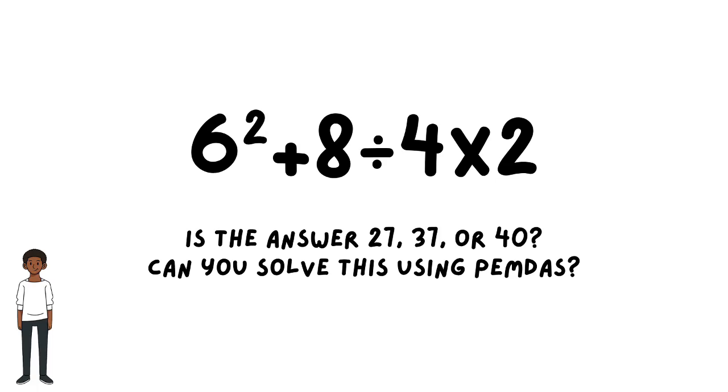Welcome back. Today we're looking at this problem. 6 squared plus 8 divided by 4 times 2. Because this expression mixes exponents, addition, division, and multiplication, people often fall into two common traps. Let's look at the mistakes before solving it properly.